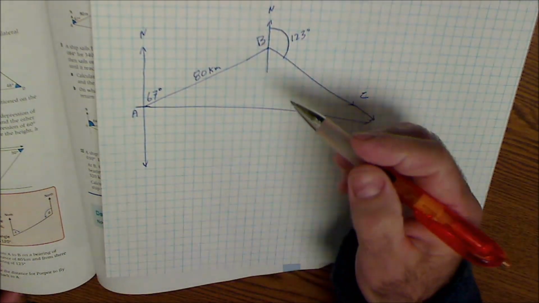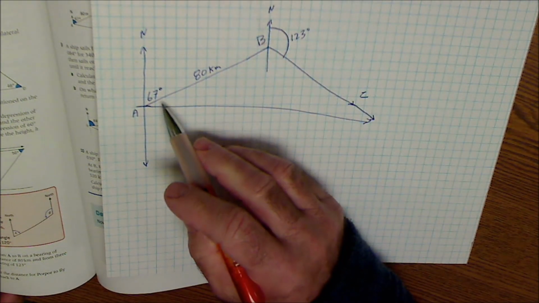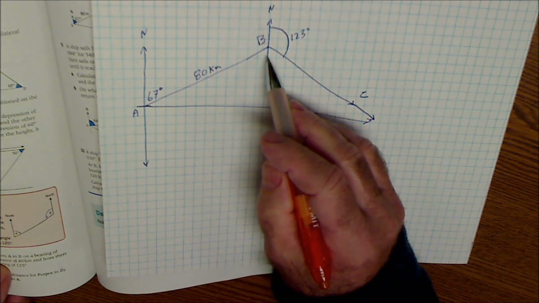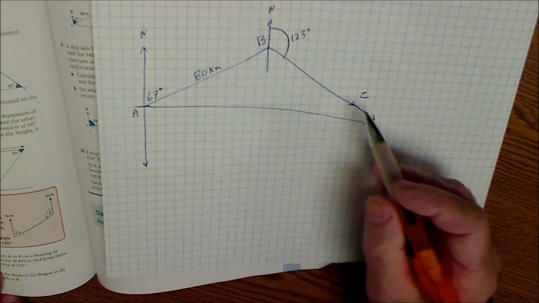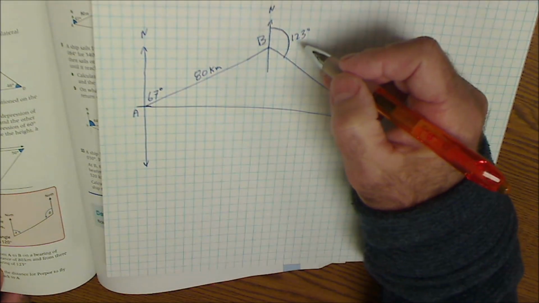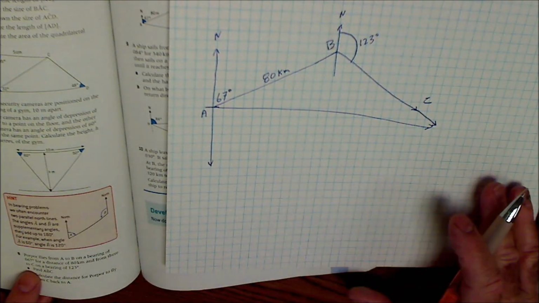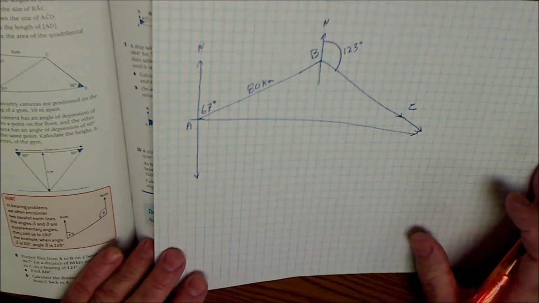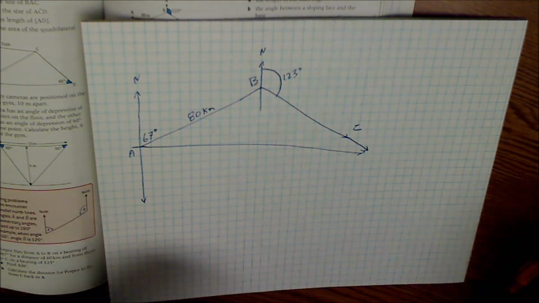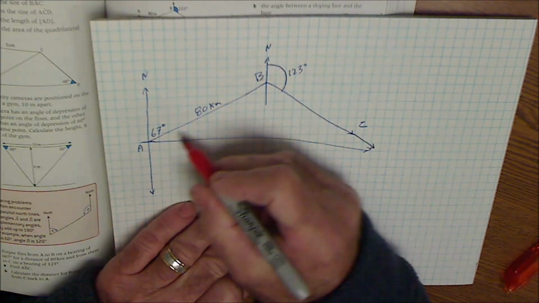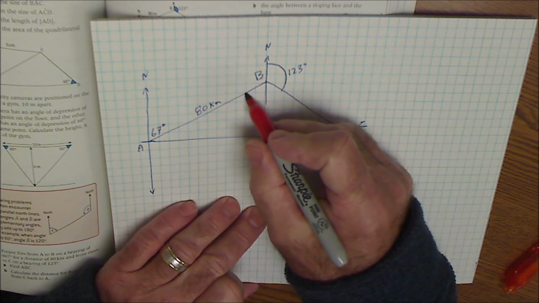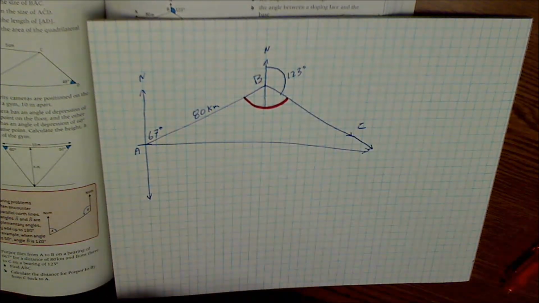So Porpor flies from A to B on a bearing of 67 degrees for a distance of 80 kilometers, then from there to point C on a bearing of 123 degrees. Find angle ABC. The first thing I'm asked to find is this red angle here, ABC. This red angle is what I'm looking for.